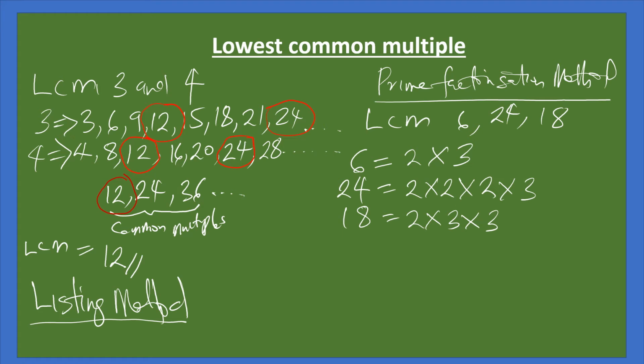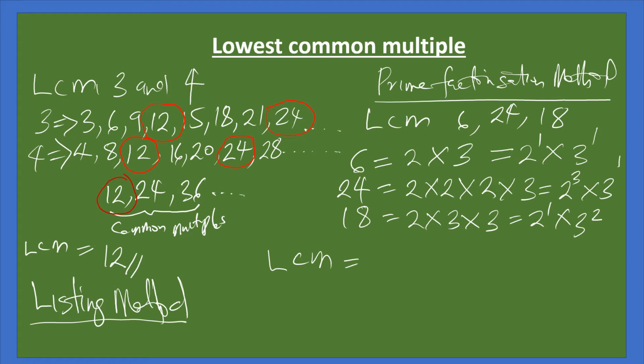Now, if you look at this, for the first one, 2 appeared once and 3 appeared once. For the second one, for the 24, 2 appeared 3 times and 3 appeared once. Then for the 18, 2 appeared once and 3 appeared 2 times. So for the LCM in this case, we want to look at the highest number of times 2 appeared, which is 3 times. What is the highest number that 3 appeared?